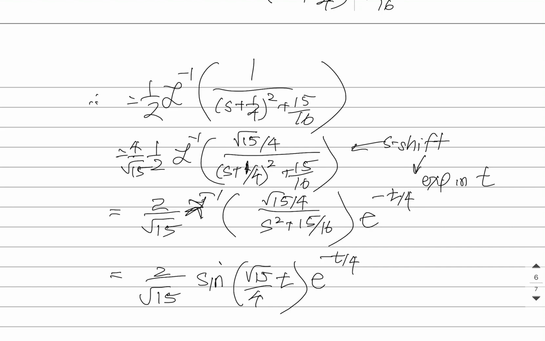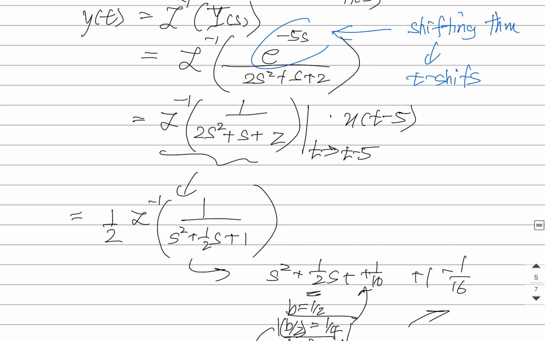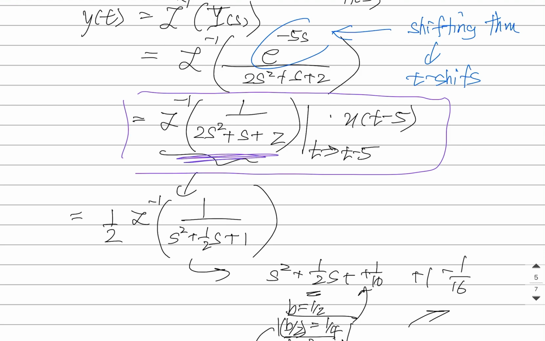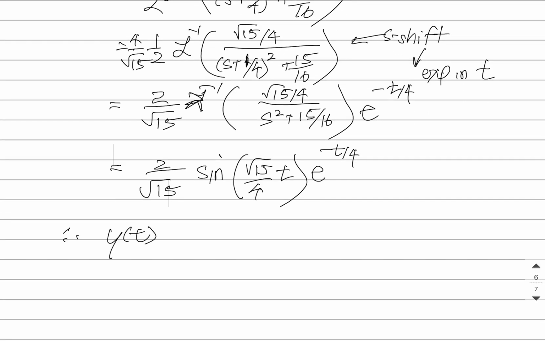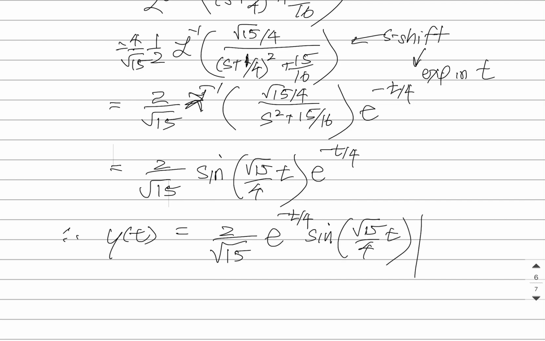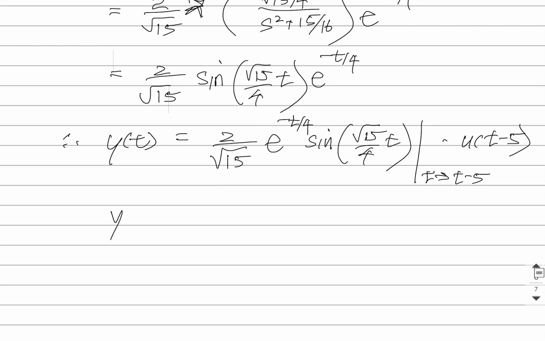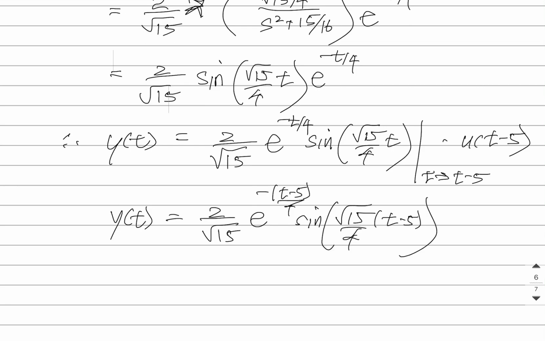So that was a bit of a whirlwind, but we're not done. Remember, way back when, what we are trying to do is figure out this thing that we've just spent a lot of time on, and then it's going to have to be shifted and unit stepped. So the idea of the story now is that our solution is going to be 2 over root 15 e to the minus t over 4 sine of root 15 over 4 t. That's all going to be shifted to t minus 5 and then multiplied by a unit step, t minus 5. So the solution here is 2 over root 15 e to the minus (t minus 5) over 4 sine of root 15 over 4 (t minus 5). All of this multiplied by the unit step.